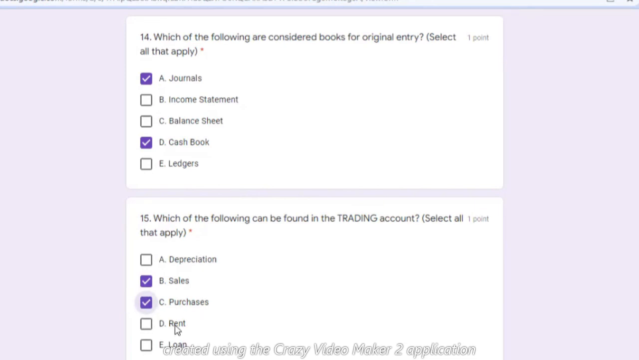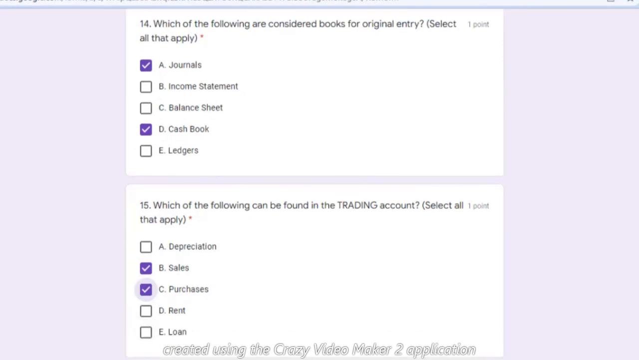Rent is an expense. Expenses go in the profit and loss account. So no. Loan, no. A loan is a liability, and things like that go to the balance sheet. So no. All right, and that would be it.